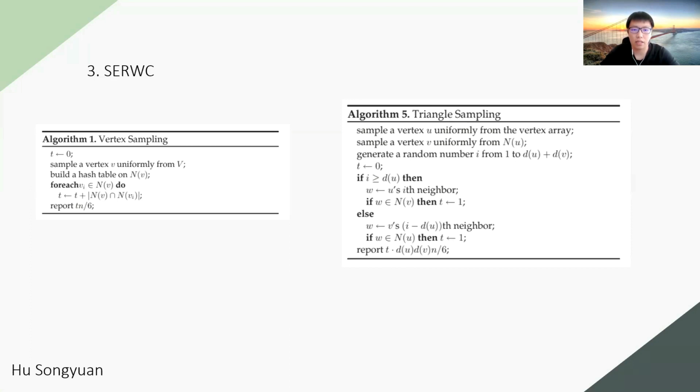Then is the SERWC model. It first samples a vertex U uniformly in the vertex sampling algorithm. Then it uniformly samples a vertex V neighboring to U and checks whether it is also a neighbor of the other. After that, it picks one of the neighbors of U or V and checks whether it is also a neighbor of the other. If the answer is yes, we have found a triangle. Finally, proper scaling has to be done to turn this into an unbiased estimator of the triangle count.